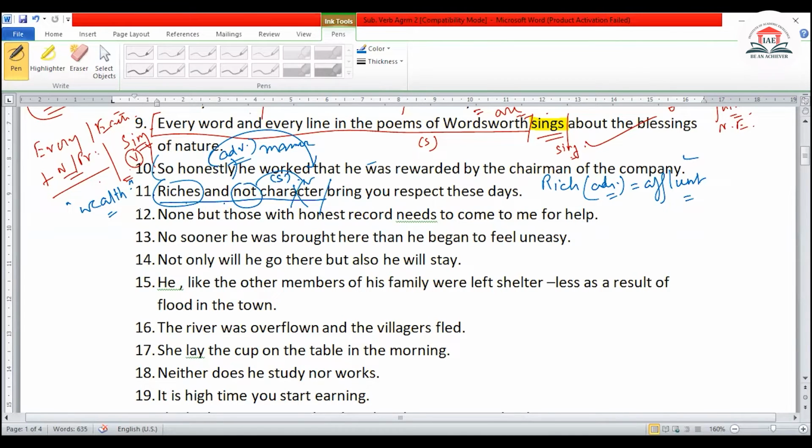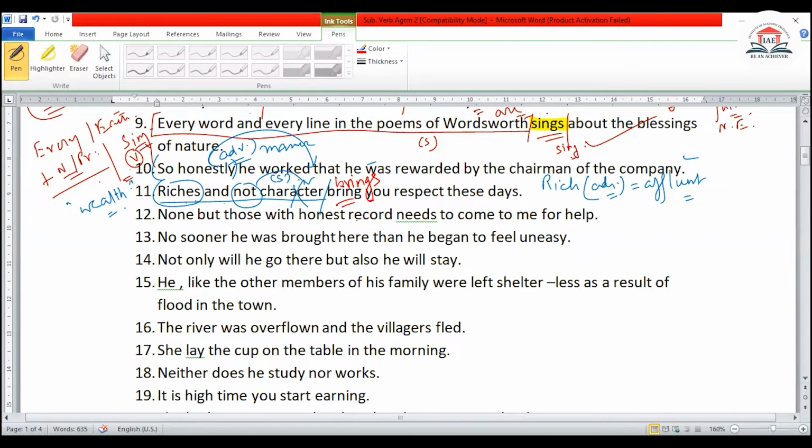Now see, riches, wealth, is it singular or plural? Singular. Wealth, singular. Collective. Yes, it looks like plural, but it is singular. So brings must be the answer. Very good. Fine. Done.